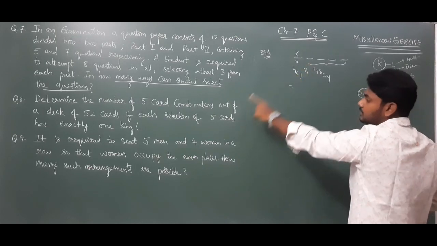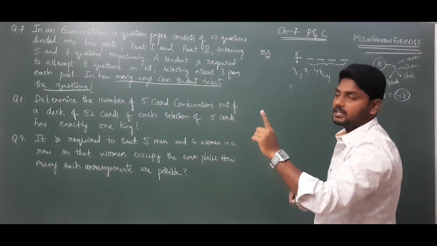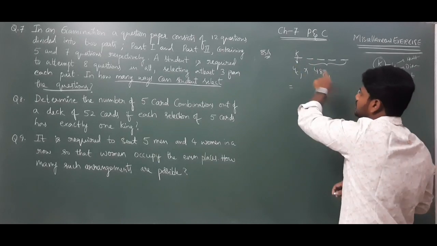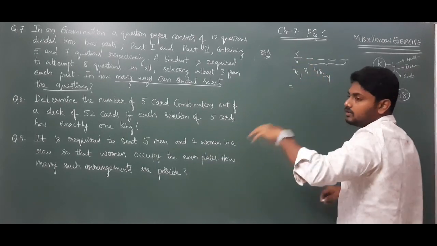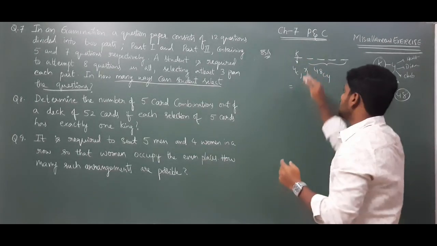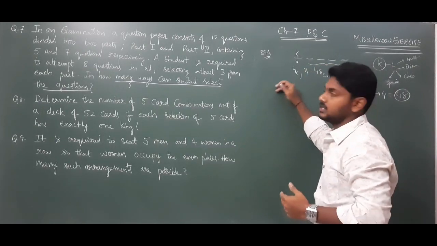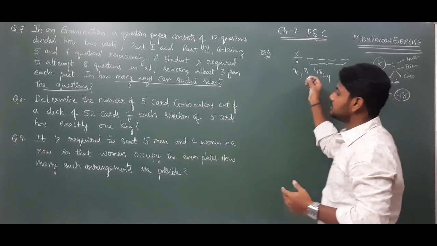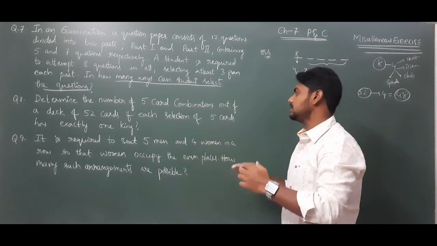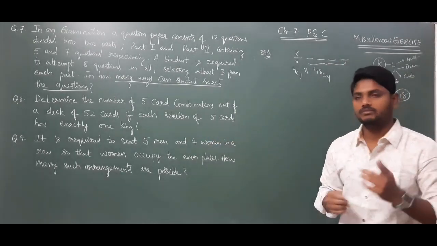So 5 card combinations that have exactly 1 king. Exactly 1 king means only 1 king should be there. So 1 king we can select out of 4 kings is 4C1 into. The remaining cards should not be king, so 48C4. If you simplify this, you will get the total number of ways in which we can select 5 cards that have exactly 1 king.